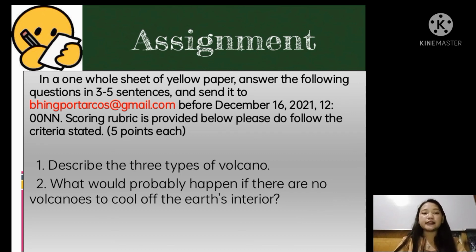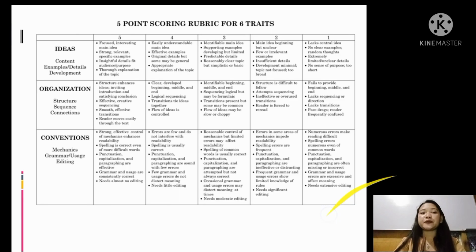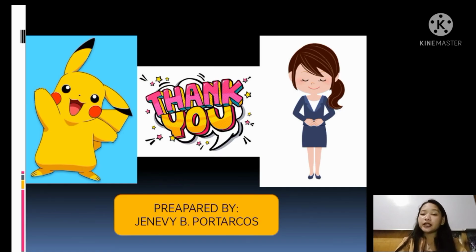Now look at this slide. I have here your assignment, and I want you to take a photo or screenshot of this slide. And also I have provided a rubric on the next slide. Take a photo of it as well, so you have a guide. So, alright, that's all for today. Advanced study on the types of volcanic eruptions.